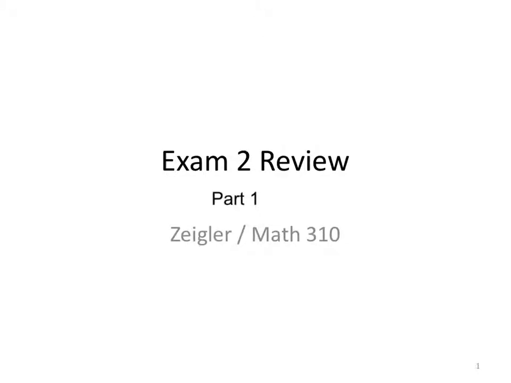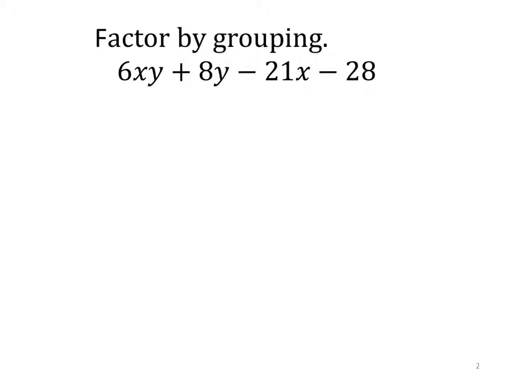Let's go ahead and get started with Exam 2 Review Part 1. When it says factor by grouping, what you're going to do is group two terms together and then another two terms together, and then factor out common factors and group again.